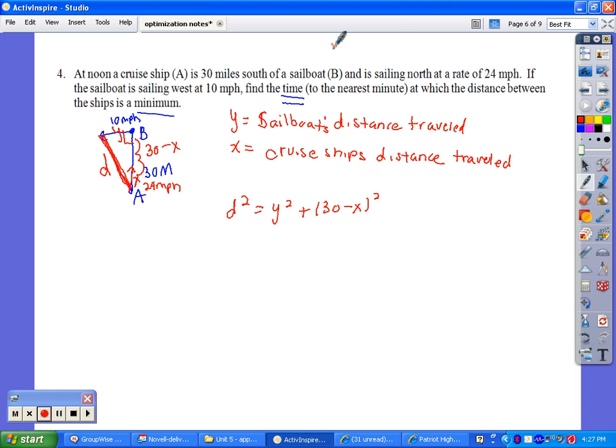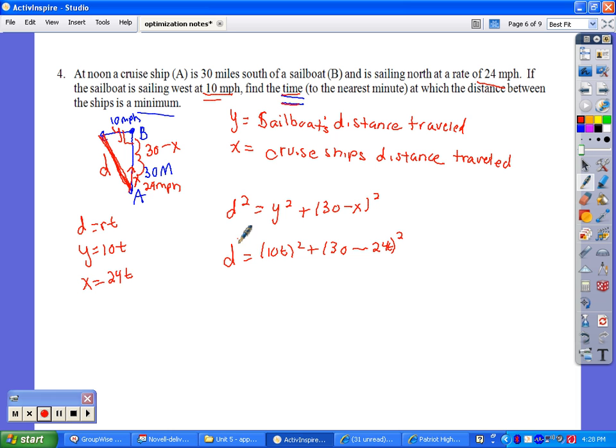Now, our goal is we're trying to minimize time. And so I need to get this in terms of time. So if you go back to probably Algebra 1 and we think about what distance equals, distance is equal to rate times time. Or if you're taking physics, you might be doing that as well. So y's distance is equal to the rate that the sailboat is traveling, which is 10 miles per hour, times the time. And now we have it in terms of t. And x is the cruise ship's speed, which is 24 miles per hour, times time. And so we can plug these into our equation. So if I plug it in, I get (10t) squared plus (30 minus 24t) squared. Now I have it in terms of time, and so I can minimize time.